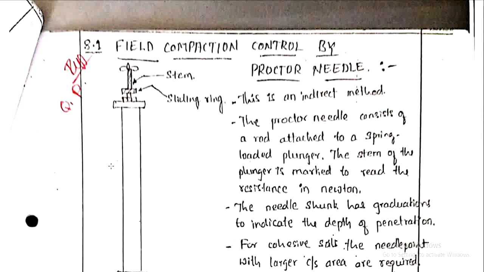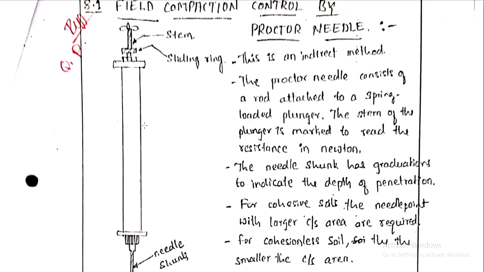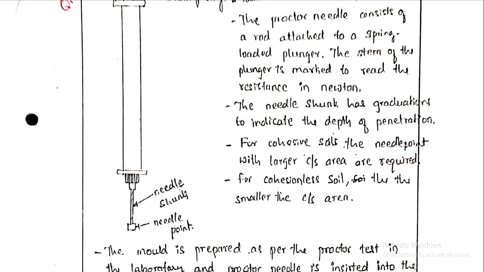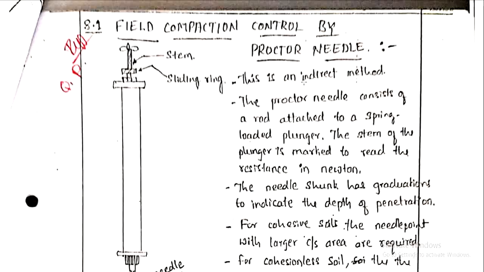We are going to use the Proctor needle. So we are going to use the Proctor needle for field compaction control. You can see over here, this is a Proctor needle, stem, sliding ring, needle shank, needle point. Here there is a spring. So this is an indirect method.